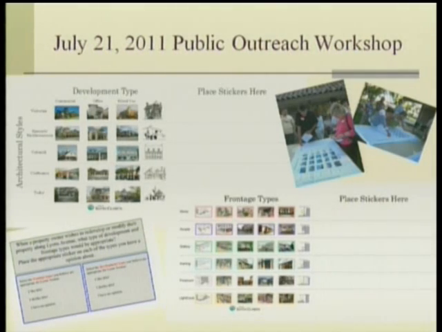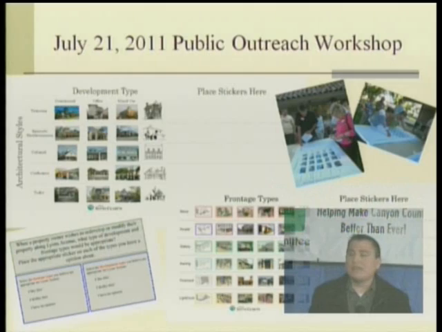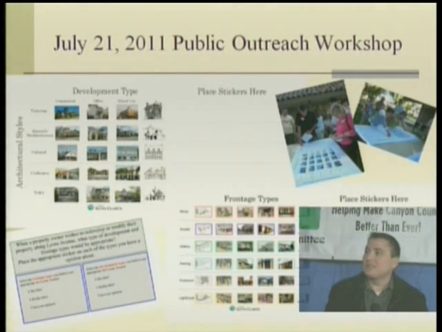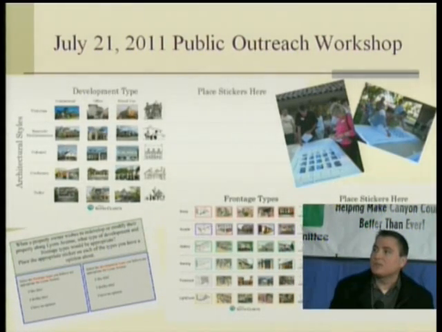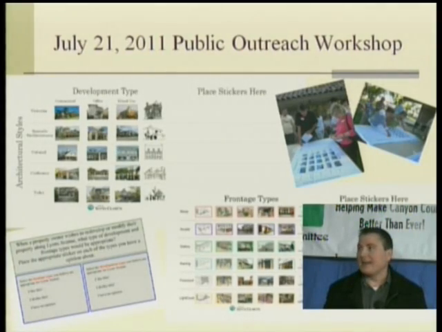This was another exercise at that meeting where we were asking people about the future of Lyons Avenue. And the exercise you see to the top left-hand corner of your screen was what architectural styles and product type was appropriate for Lyons. And we also asked the public what type of frontage types for buildings were appropriate. And it's a little hard to see on the screen, but we actually had examples of different pictures so people could actually see what they were rating and had a good idea of it.